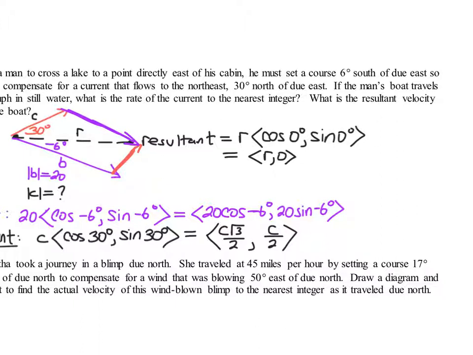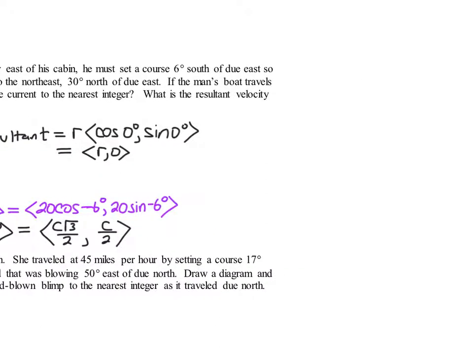So we're essentially going to get a system of equations here. So 20 cosine negative 6. I'm going to go blue for those keeping score at home. 20 cosine negative 6 degrees plus c radical 3 over 2 should be equal to r. All right, equation with two variables, that's fun. The other one's not as bad.